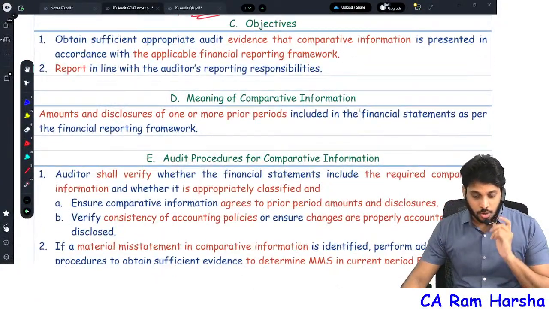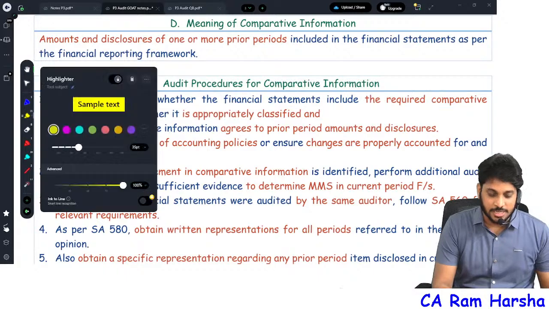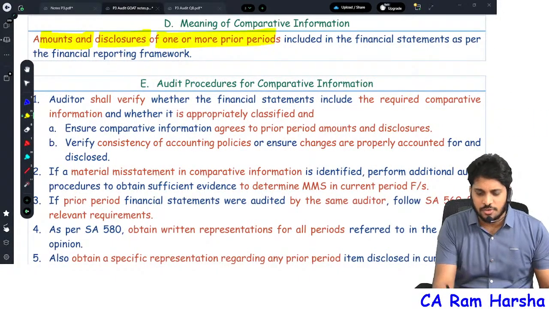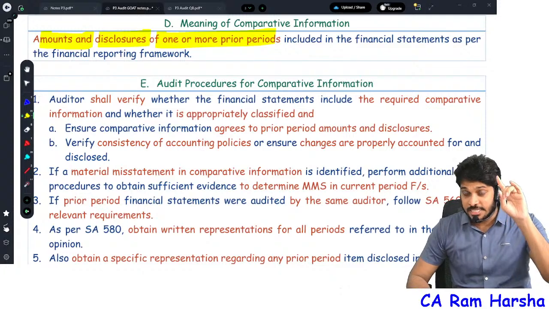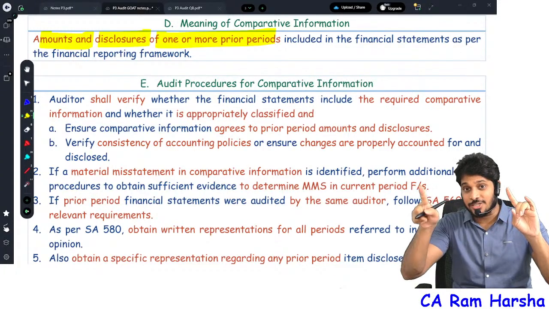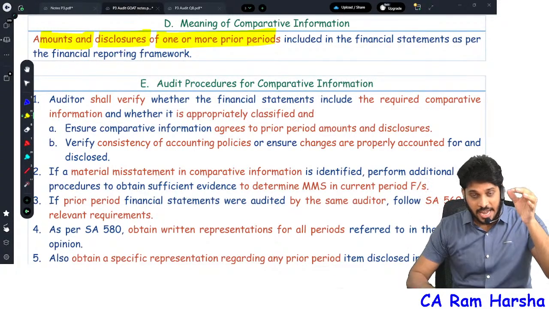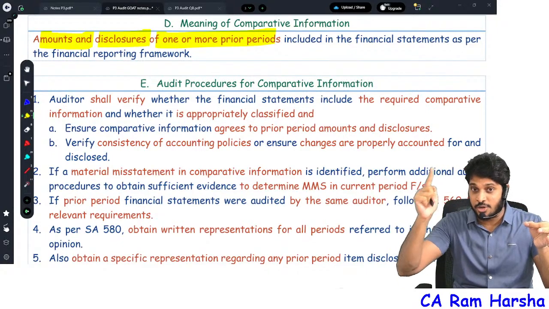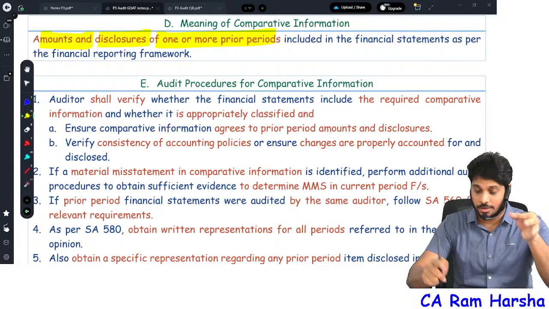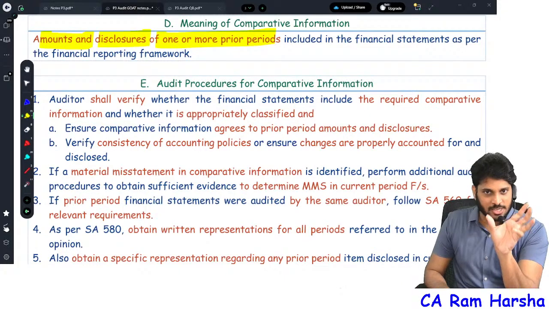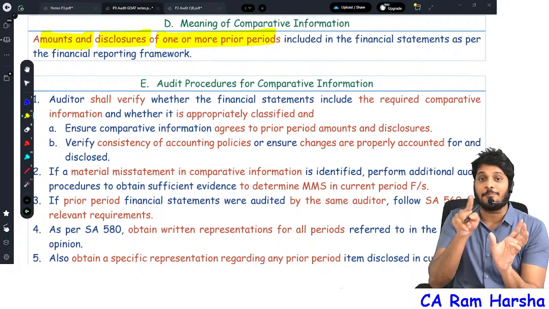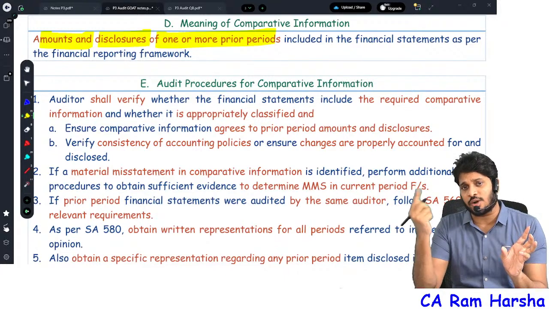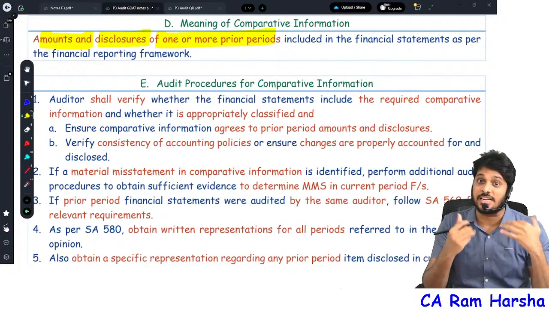So what is comparative information? Comparative information is nothing but amounts and disclosures of the prior period. Remember, the standard heading is comparative information. The extension is approaches of the auditor. The heading is comparative information, but the remaining 2 terms, corresponding figures and comparative financial statements, are approaches of the auditor. Comparative information is what the actual standard is talking about. So in comparative information, what is the approach of the auditor? Corresponding figures or comparative financials. What is the approach? It is decided by the framework under which you are doing the audit.